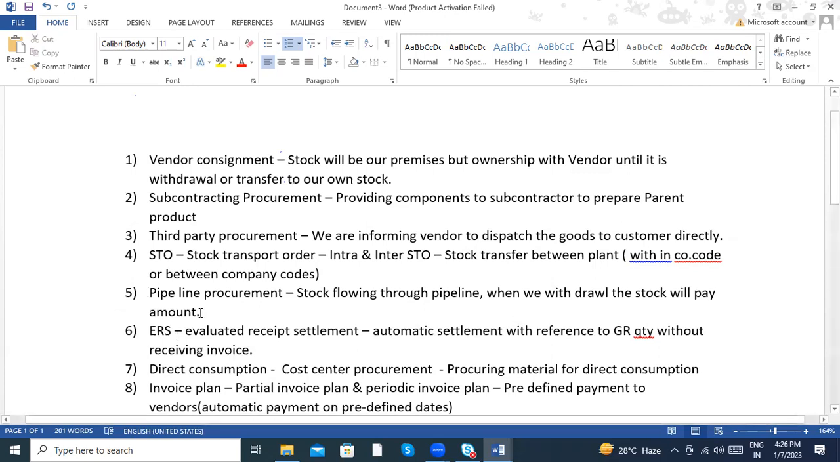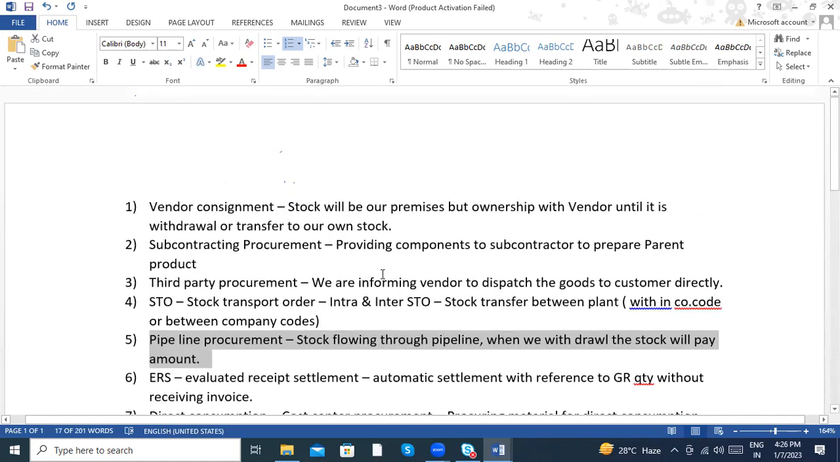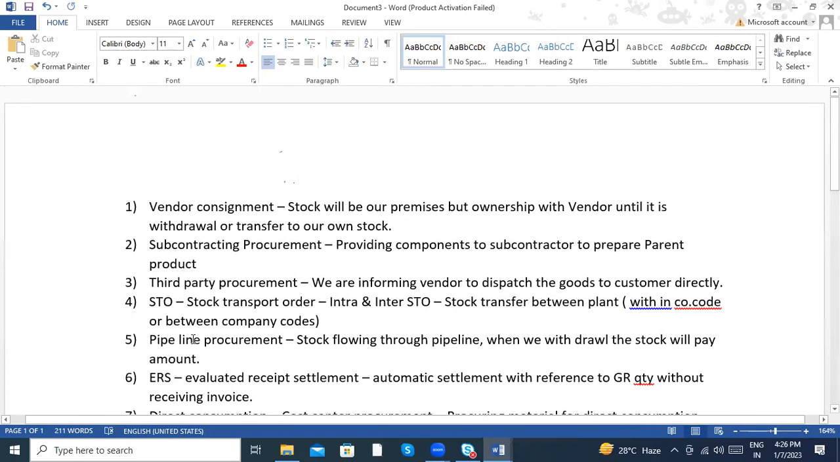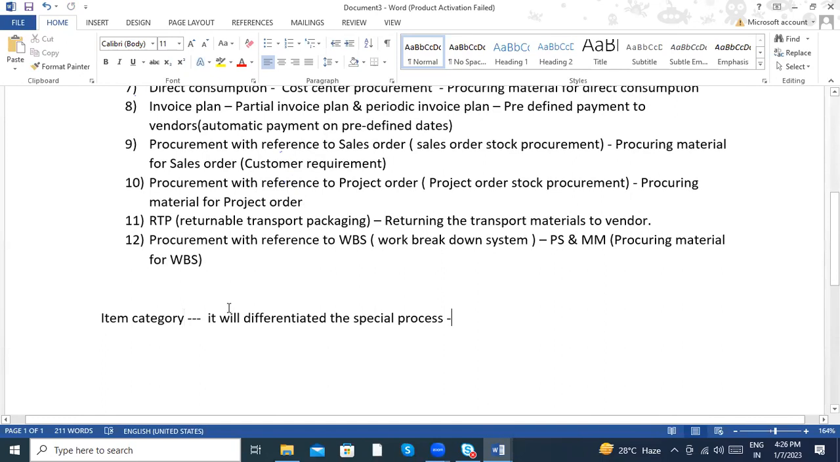Anyway, for pipeline there is no PO. For the other processes, how will it be understood? There is an item category field. The item category will differentiate the process, the special process. If we give a particular item category in the PO, the system will understand that this is a vendor consignment or a subcontracting process. It's kind of identifying the process.